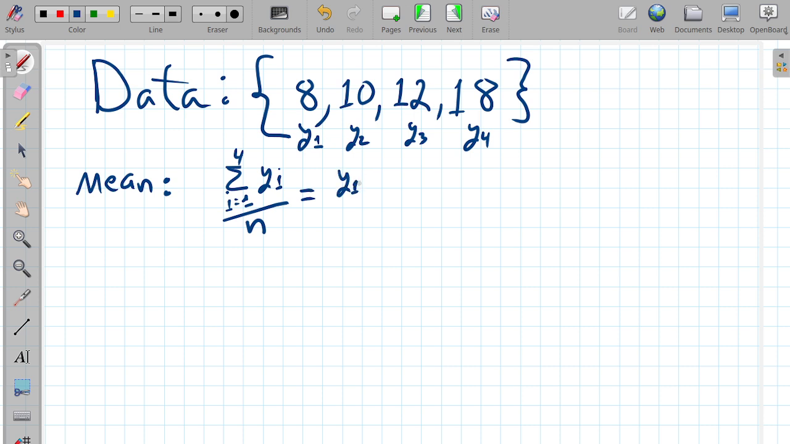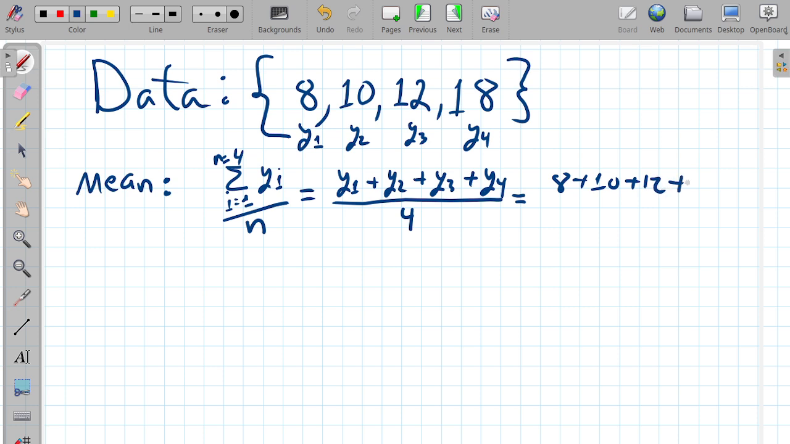I'm going to drag this out because, not to be disrespectful, but simply because I want you to see this. I'm not going to make the assumption that this is easy for everyone. Well, there's the sum. That's what the numerator is, and since there are 4 of these, I'm going to divide by 4, because n is 4. Here, n is equal to 4. So y1 was 8, and then I have 10, and then 12, then 18, and I'm going to divide by 4.